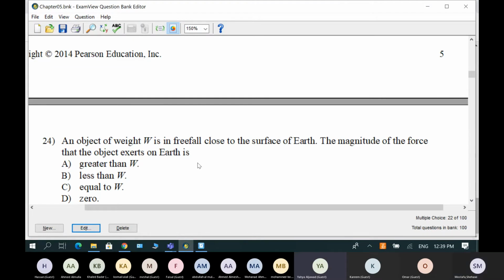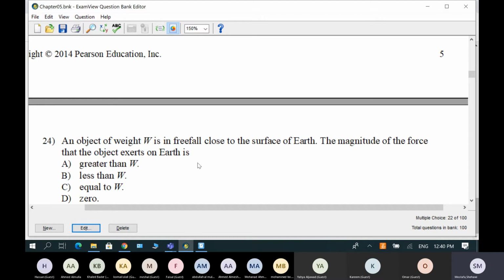An object of weight W is in free fall, close to the surface of the Earth. The magnitude of the force that the object exerts on Earth during free fall is equal to W. What's your answer?